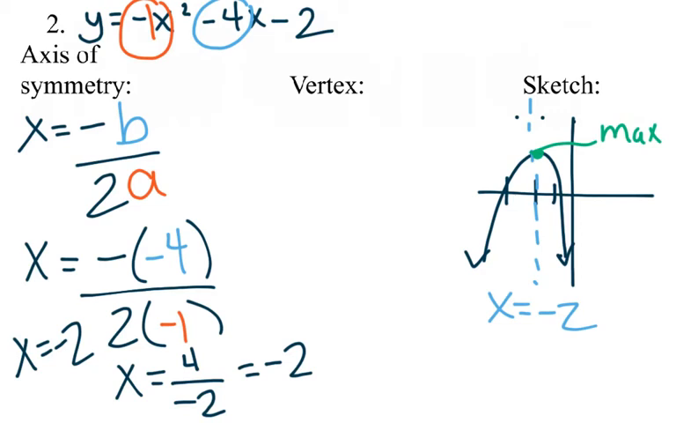Okay, negative 2, comma 2. And remember, the vertex is always going to be a coordinate point. So negative 2, comma 2. Alright, so pretty easy stuff. Desmos makes everything easy.